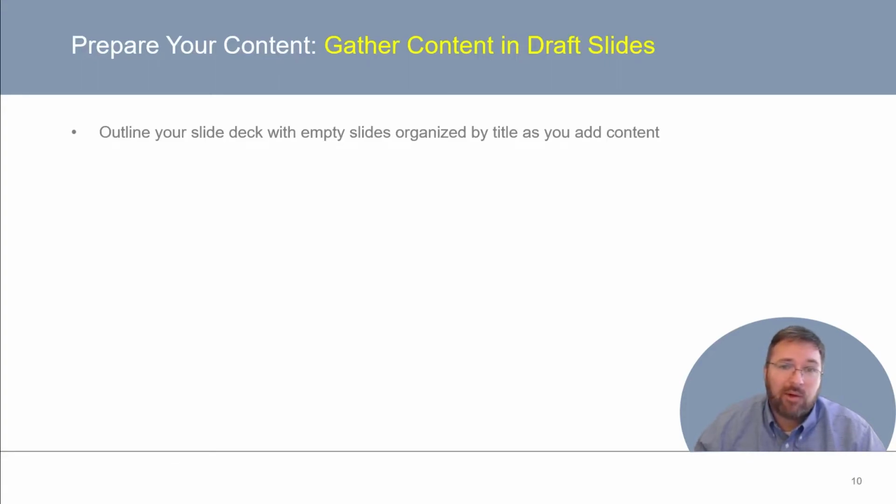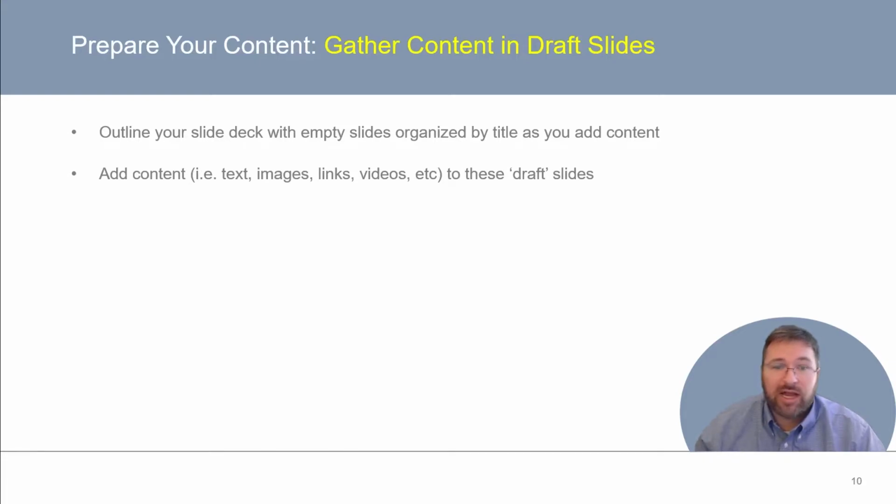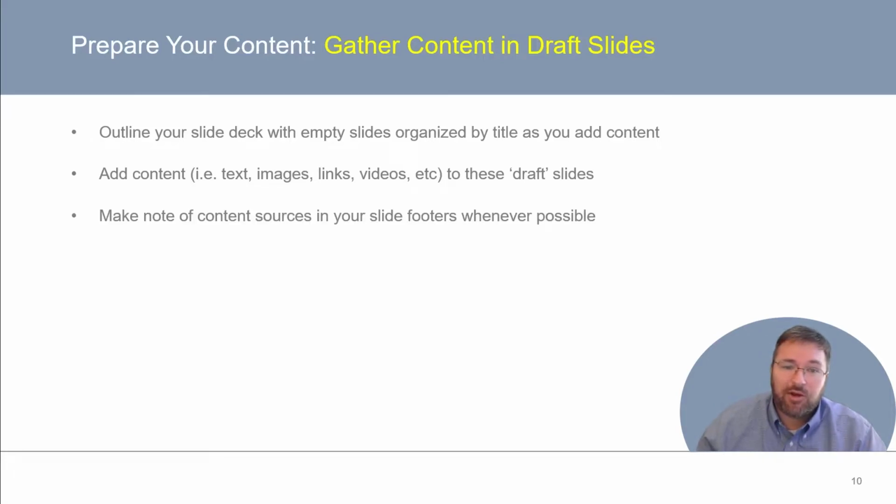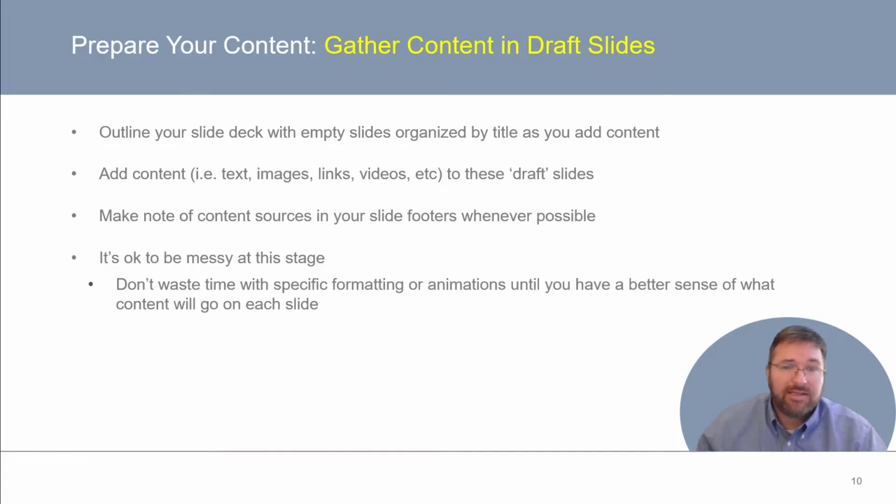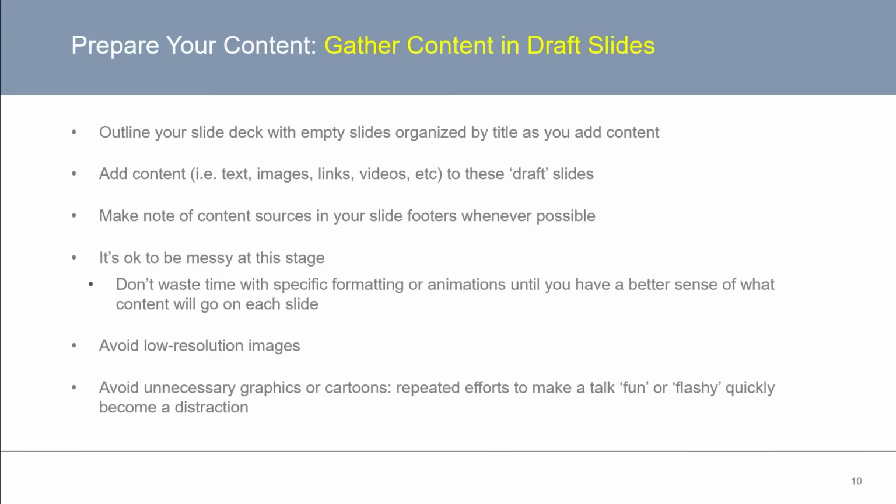Next up, I gather the content I want to include in some draft slides. Often I'll outline my PowerPoint talk by creating a bunch of empty slides that are organized by the titles I want to include for each slide. Along the way, I'll also add content like draft text, images, videos, links, or anything I might want to include in these draft slides. While you're doing this, it's a good time to also make note of the sources of your content that I aim to include in the footer of slides with that kind of content. Again, it's okay to be messy at this stage. I'd recommend not wasting your time with specific formatting or animations or transitions until you have a better idea of what content is going to go in your final slide deck. Also, it's good to avoid using low-resolution images, and I strongly recommend you avoid unnecessary graphics or cartoons.